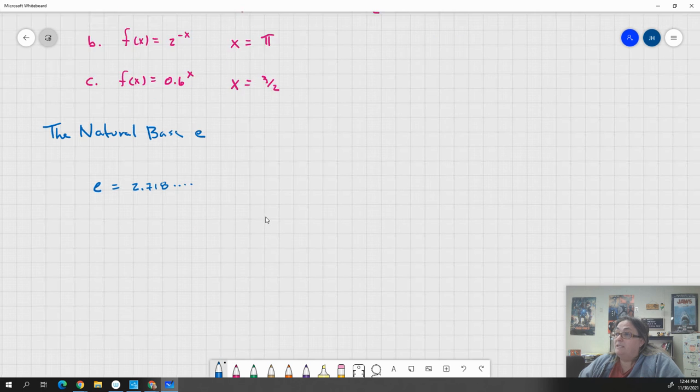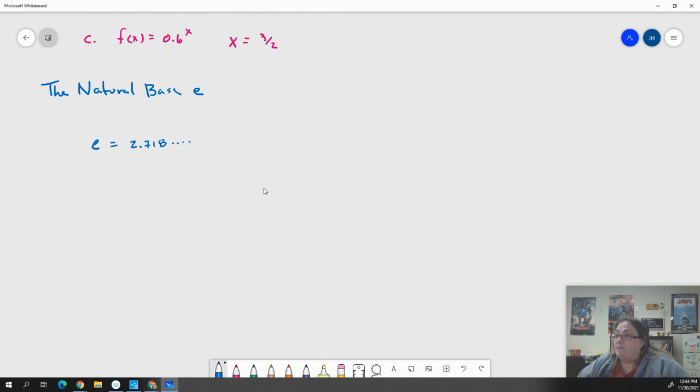We use it in terms of, if we have f of x equals e to the x power, this is called the natural base function, the natural exponential. I wrote the natural base up above. The natural exponential function, right?